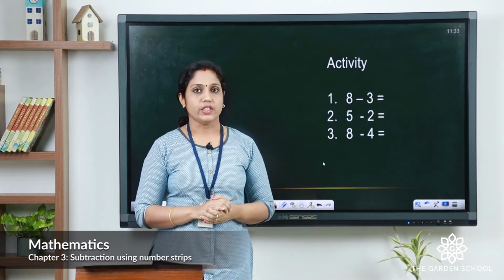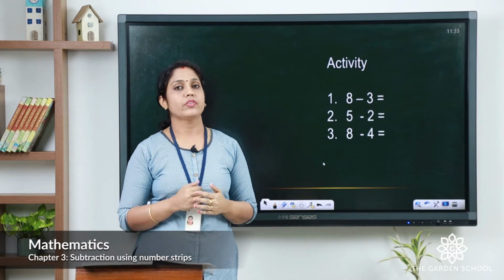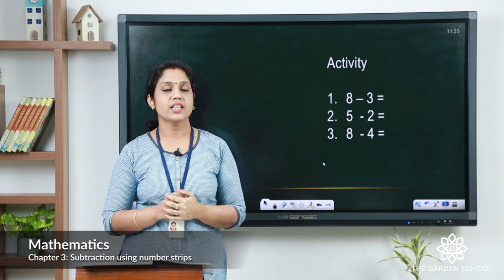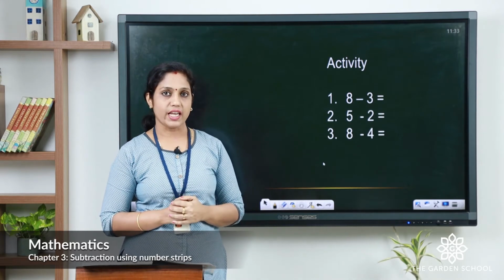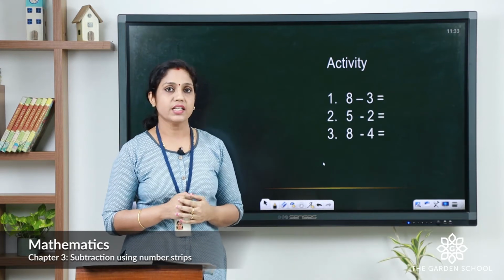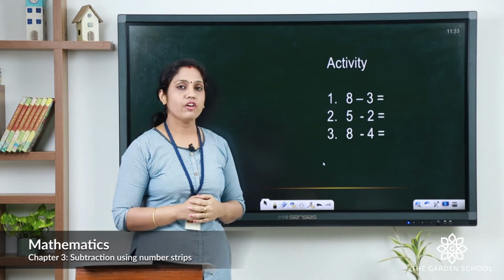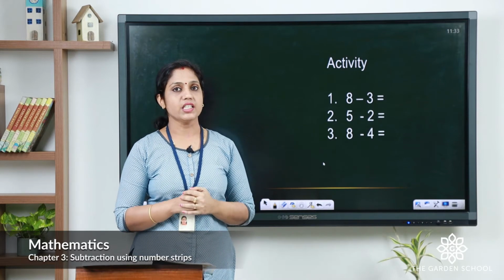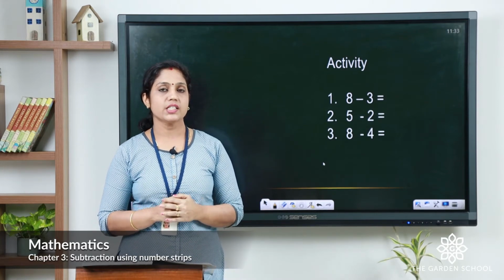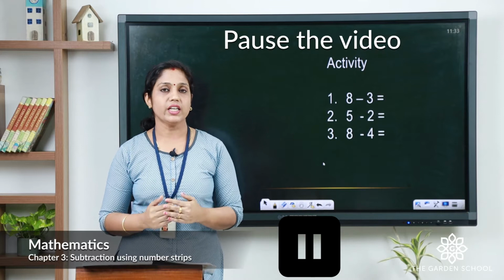So let's do an activity. You can open your notebook, write today's date and the heading subtraction, and you can write down the questions. First is 8 minus 3. Second one, 5 minus 2. And the third one, 8 minus 4. Write down the questions, pause the video, and once you have done, you can come back.